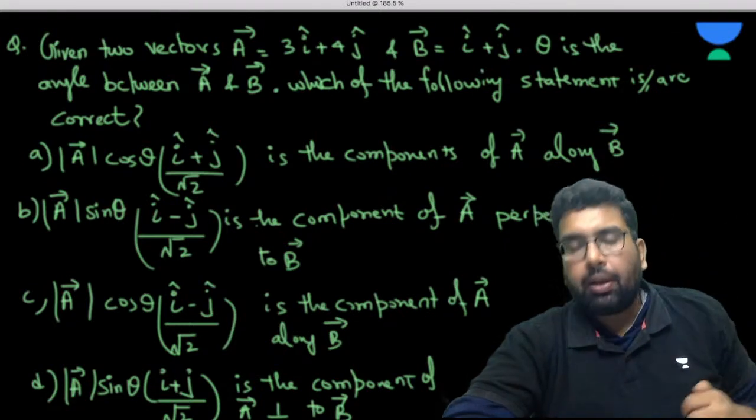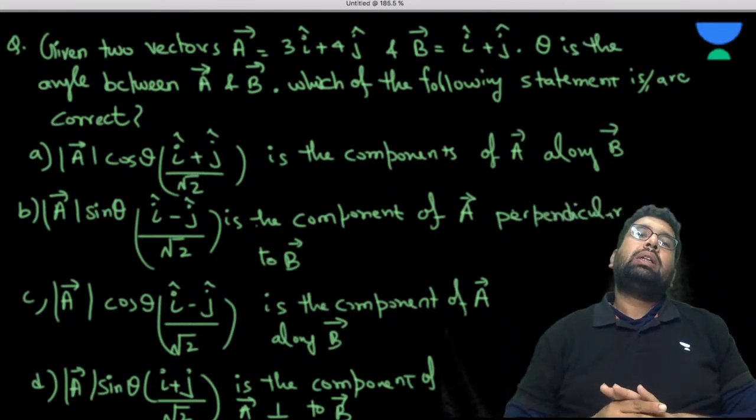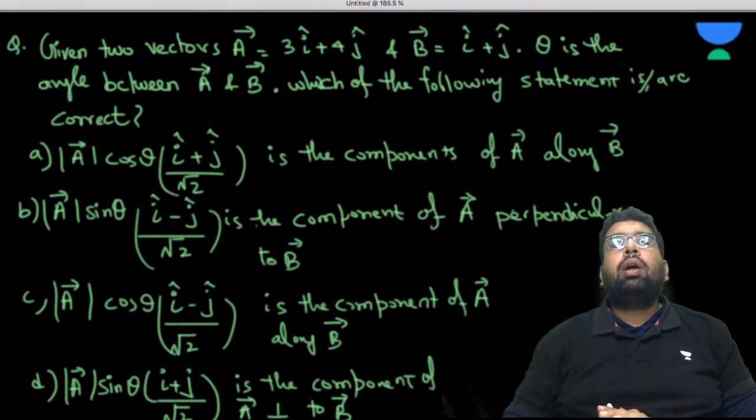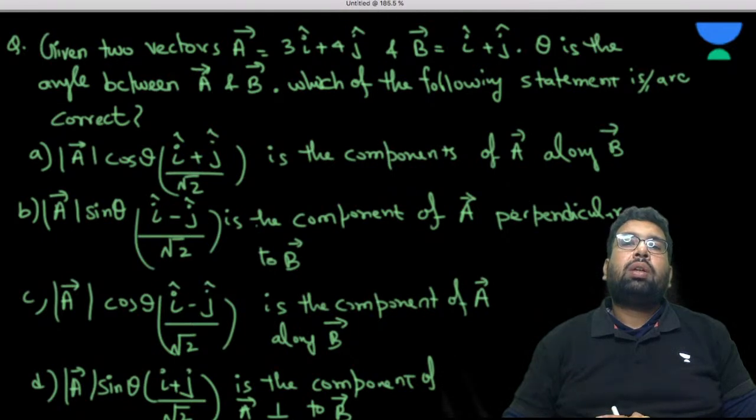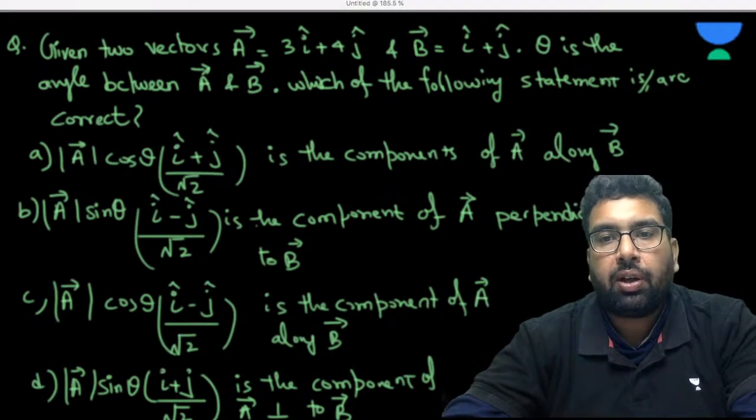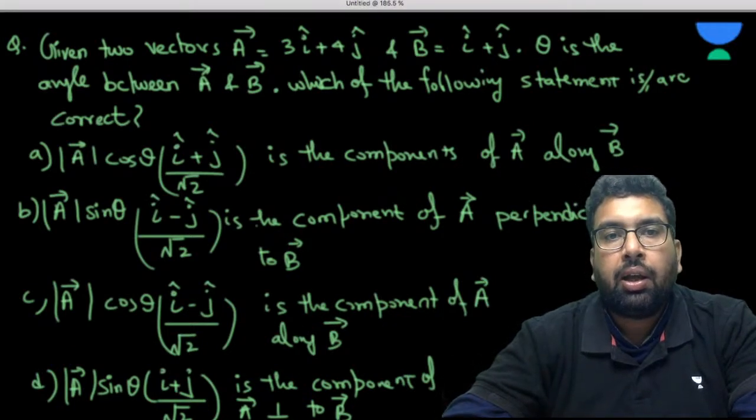So let me do it. It says, given two vectors A and B, so we have two vectors, A vector and B vector. Theta is the angle between A vector and B vector. Which of the following statements is or are correct?